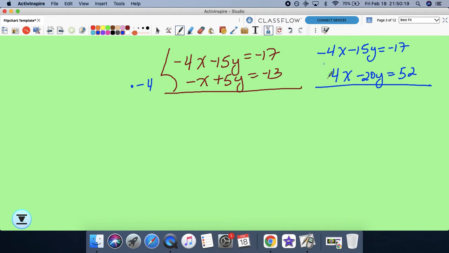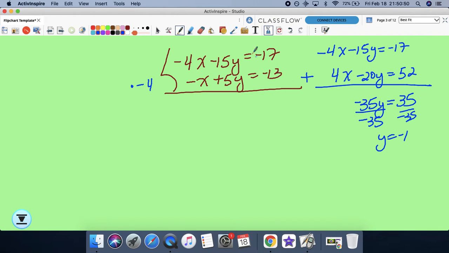I'm getting rid of the x's, so it's negative 4 and 4, so I'm going to add both lines. Negative 4 plus 4 is 0x, that goes away. Negative 15y plus negative 20y is negative 35y. And negative 17 plus 52 is positive 35. Divide both sides by negative 35, and y equals negative 1.